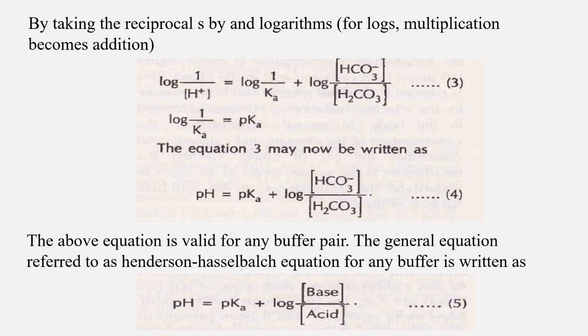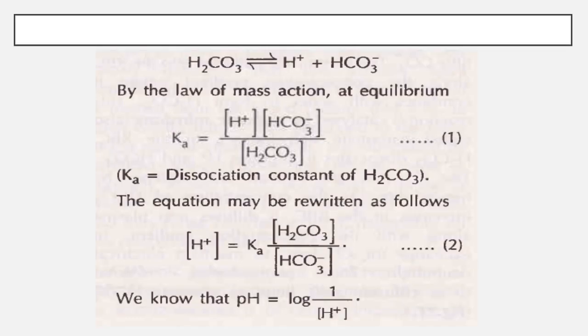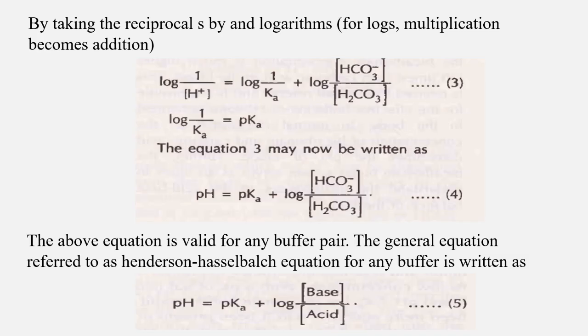This equation may be rewritten as pH is equal to pKa plus log bicarbonate by carbonic acid. The above equation is valid for any buffer system. The general equation is referred to as the Henderson-Hasselbalch equation. For any buffer, it is written as pH is equal to pKa plus log base by acid.